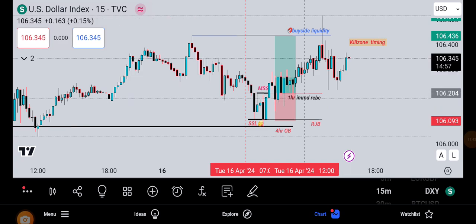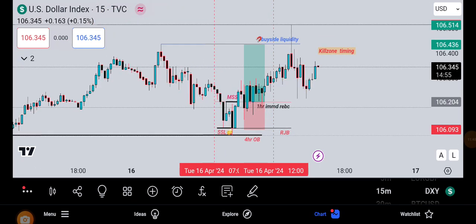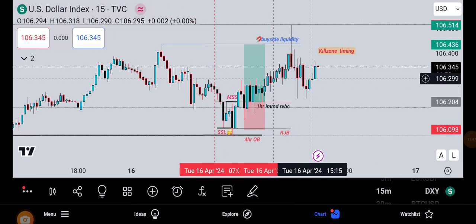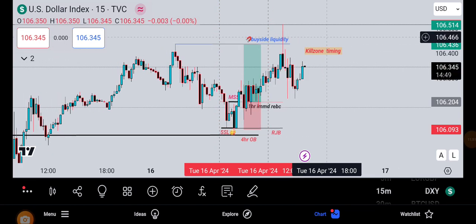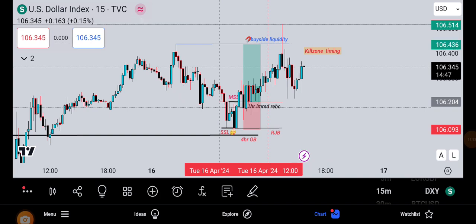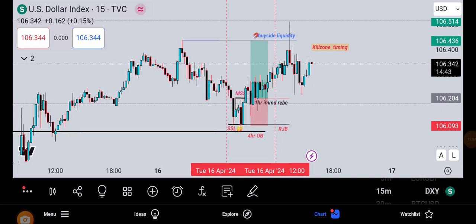The market then rallied lower, but you can see again it's running higher, but it's not inside a key level or a key kill zone. So we'll let it be. Our targets have been hit.